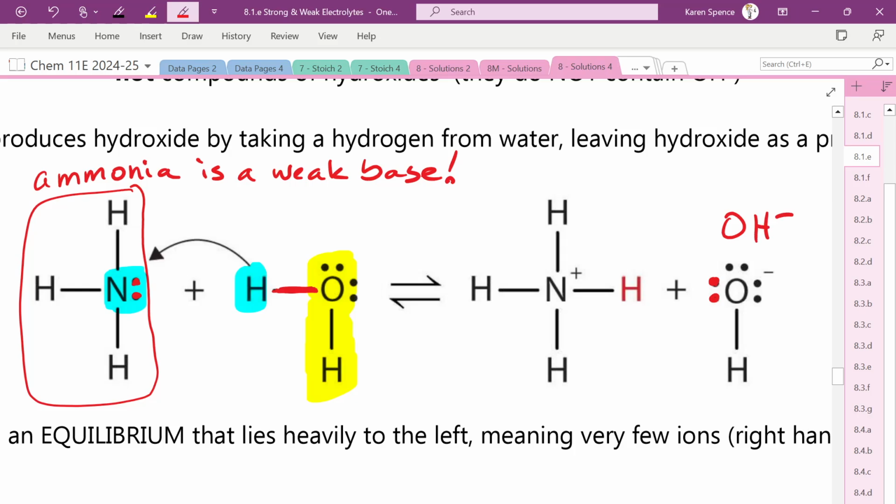Oh, look. And if we have OH minus, that thing is going to turn phenolphthalein what color? Pink. What's it going to feel like? It's going to feel slippery. What's it going to taste like? I don't know. Bases taste bitter.